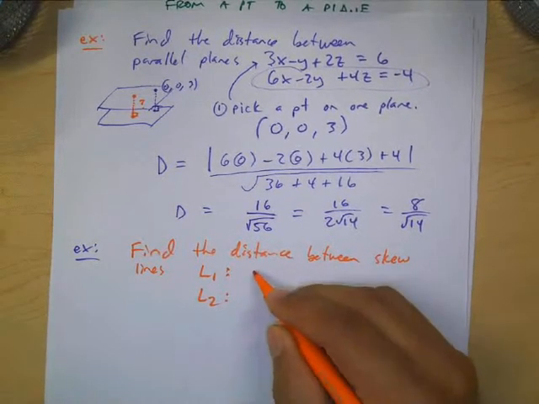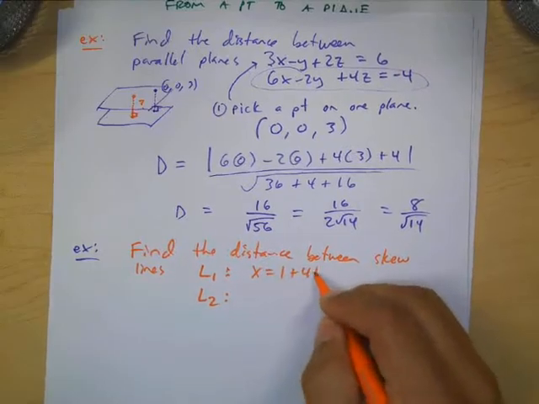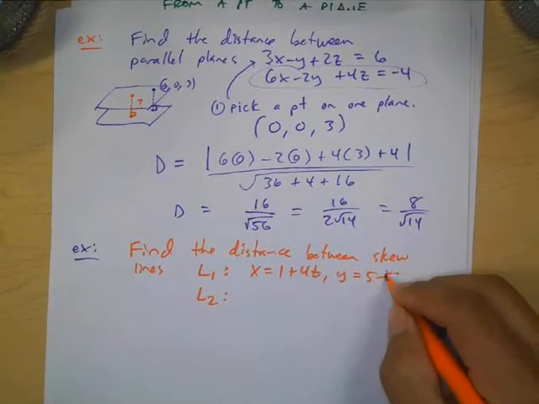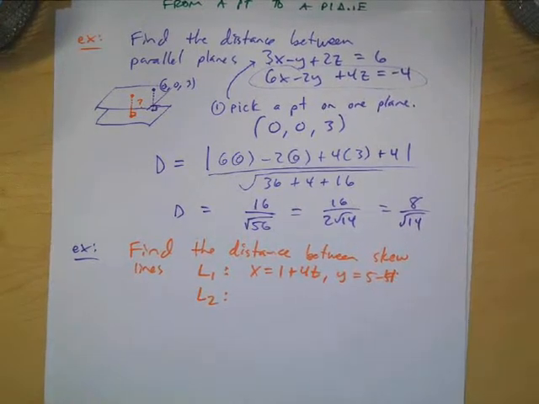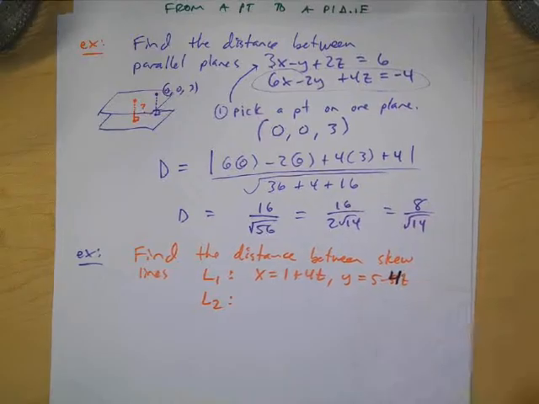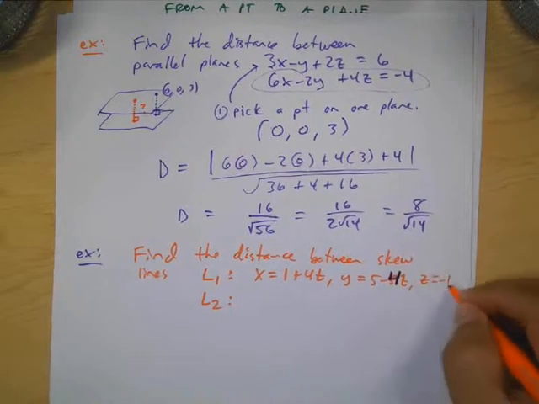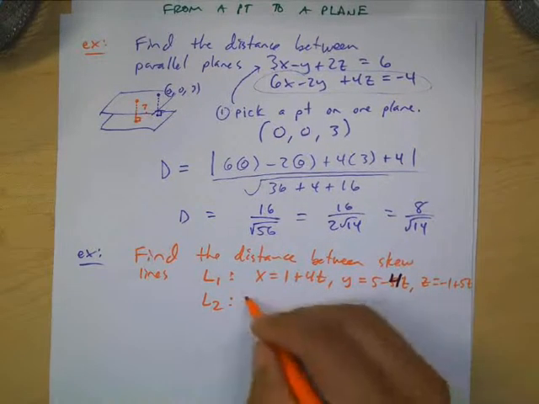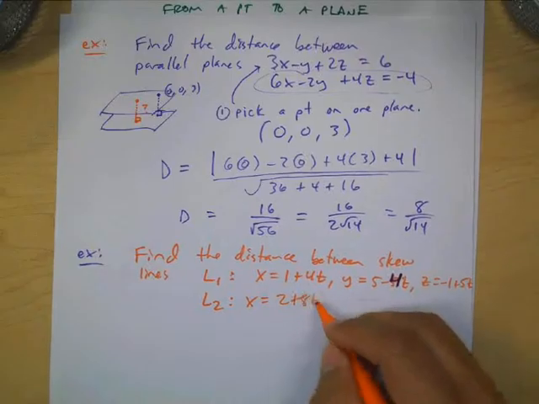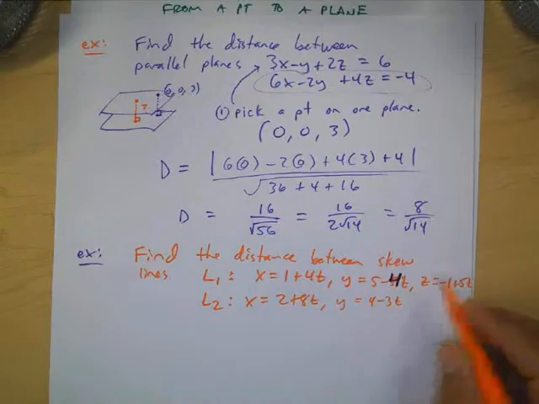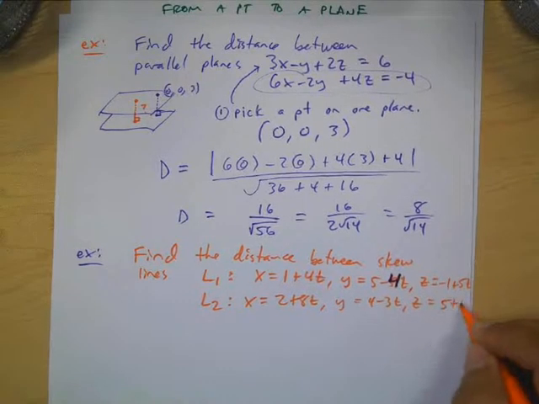And let's say for L1 we have x equals 1 plus 4t, y equals 5 minus 4. I wrote 5, but I meant 4. Sorry. 5 minus 4t. And z equals negative 1 plus 5t. And for the second one, x equals 2 plus 8t, y equals 4 minus 3t, and z equals 5 plus t.